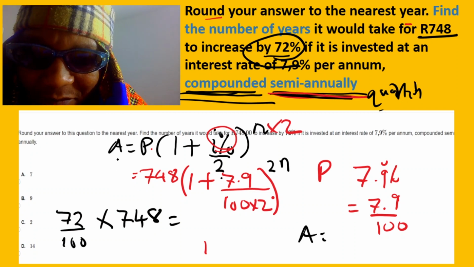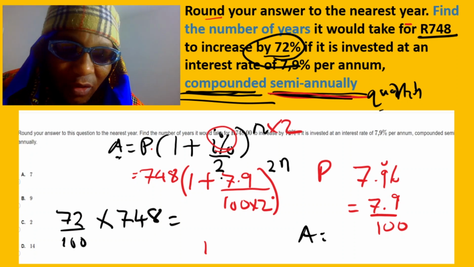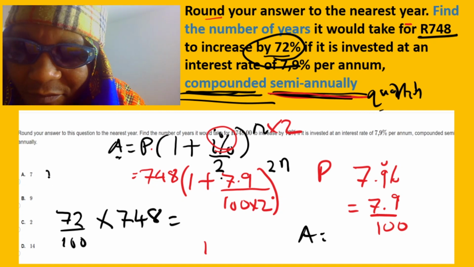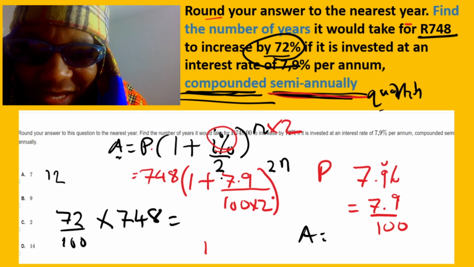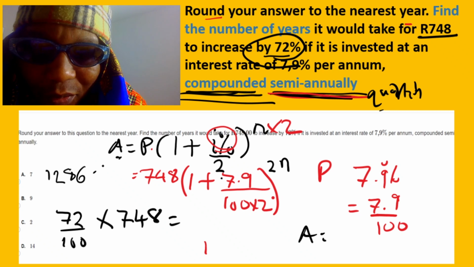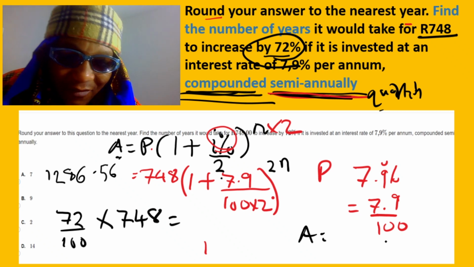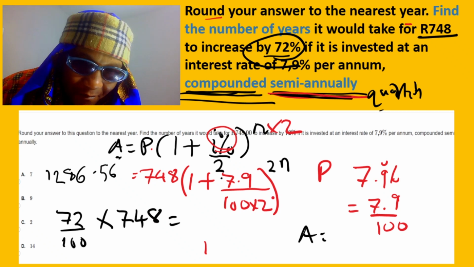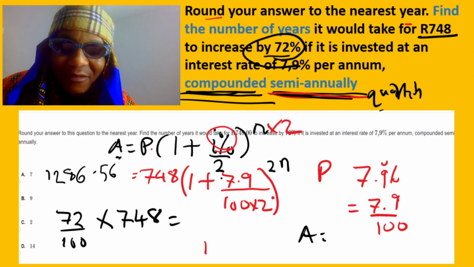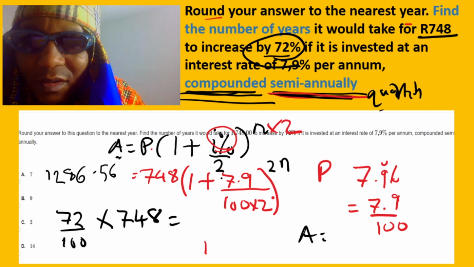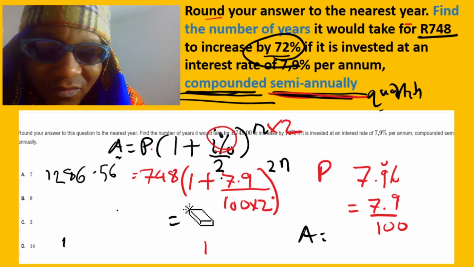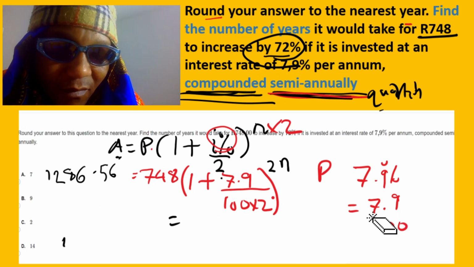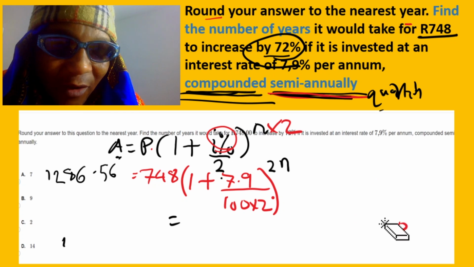So instead of writing this A here, we're going to write the amount we got, which is 1286.56. Let's check again if it's correct. Oh yes, 56. Okay, I don't need this one, let me just erase it. Now we have to calculate the value of n.